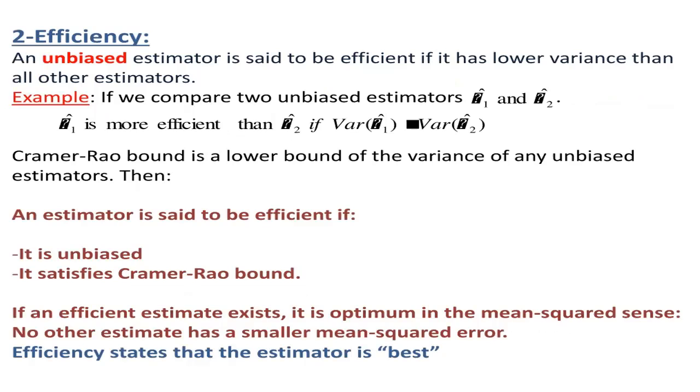Then, another definition of efficiency: an unbiased estimator is said to be efficient if it has lower variance than all other estimators. For example, if we compare two unbiased estimators, V1 and V2, then V1 is more efficient than V2 if the variance of V1 is less than the variance of V2. The Cramer bound is a lower bound of the variance of any unbiased estimator. An estimator is said to be efficient if it is unbiased and it satisfies the Cramer bound also.